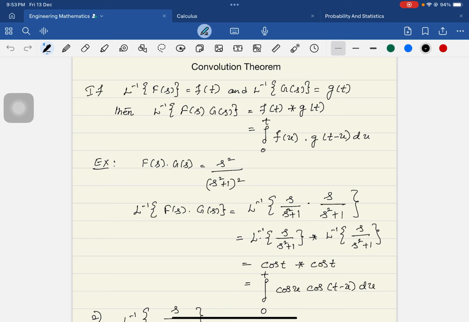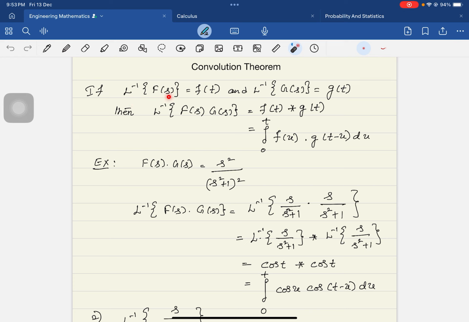In today's lecture, I am giving the explanation about the convolution theorem of the Laplace transformations. Already we have done many problems on inverse Laplace transformations, how to calculate the inverse Laplace transform of a function.